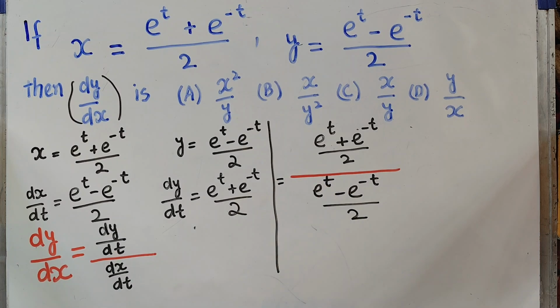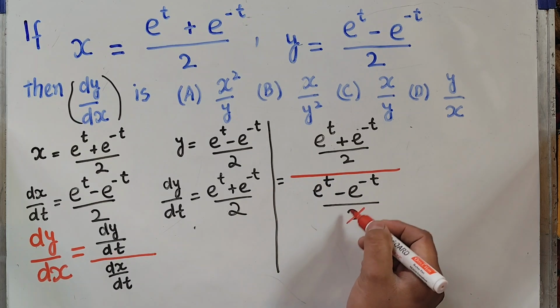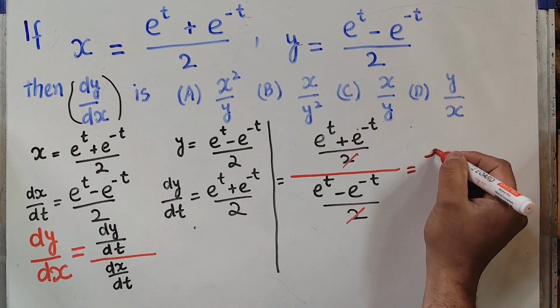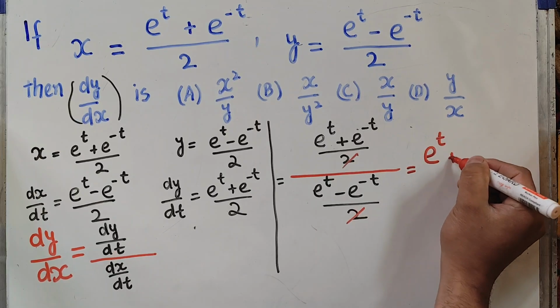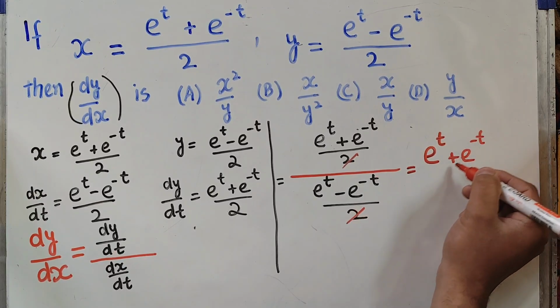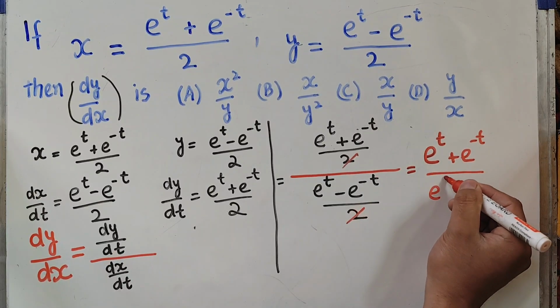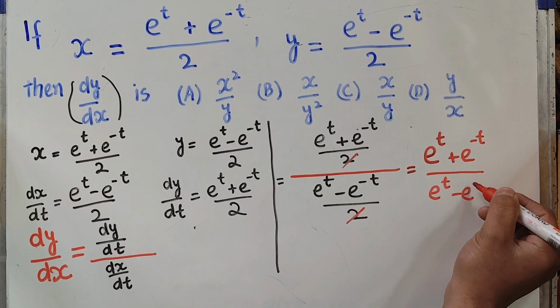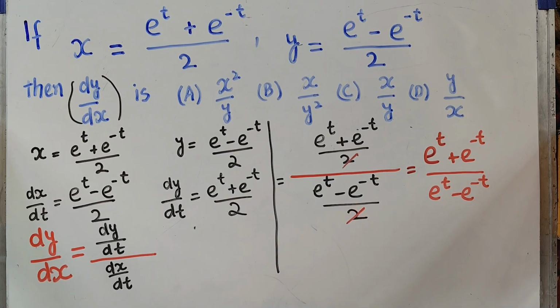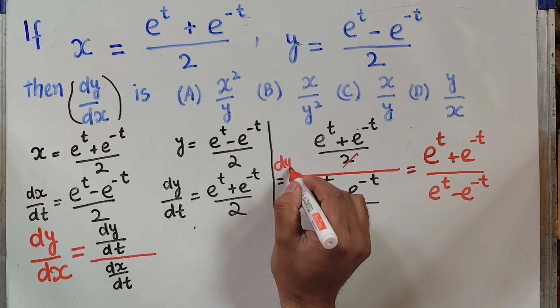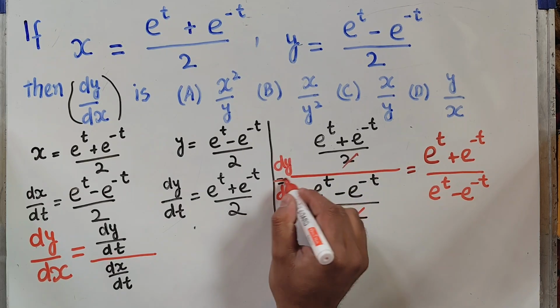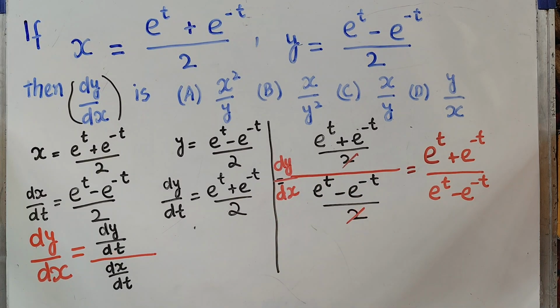So the 2 gets cancelled. We are left with (e^t + e^(-t)) divided by (e^t - e^(-t)). So this is our dy/dx. Now we need to write this in terms of x and y.